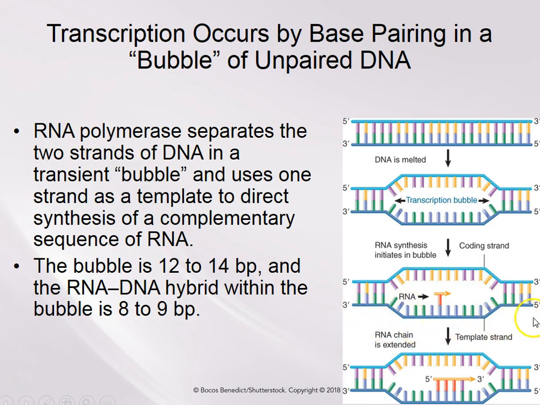This is our template strand, and this is our non-template strand. This bubble is generally between 12 to 14 base pairs, and the RNA-DNA hybrid within this bubble, which is right here, is between 8 to 9 base pairs.